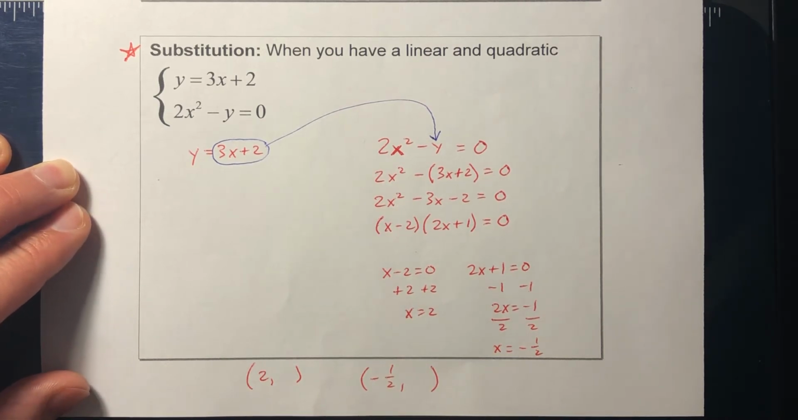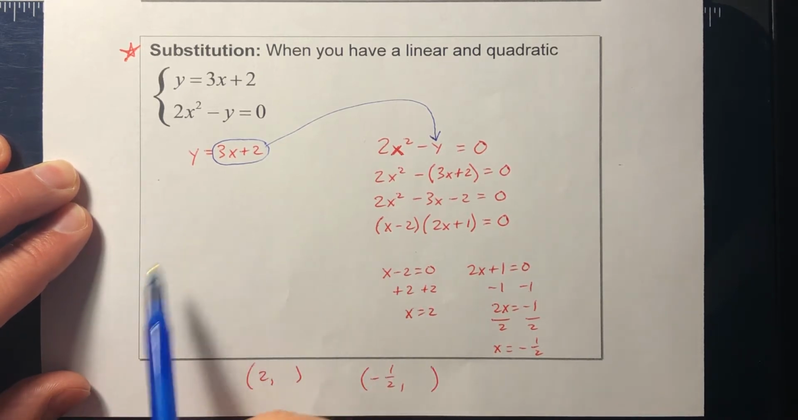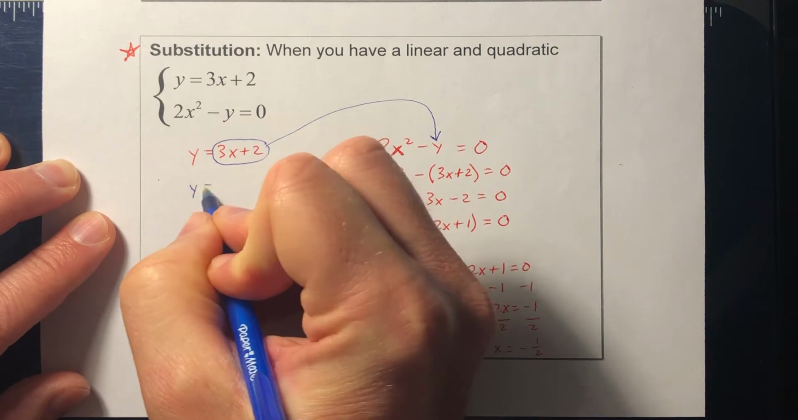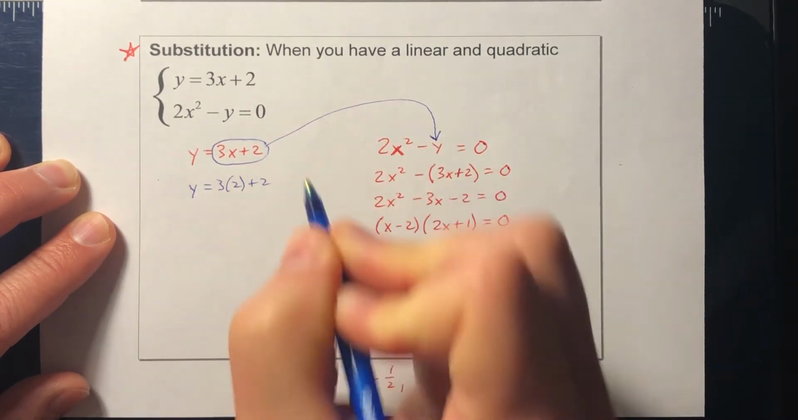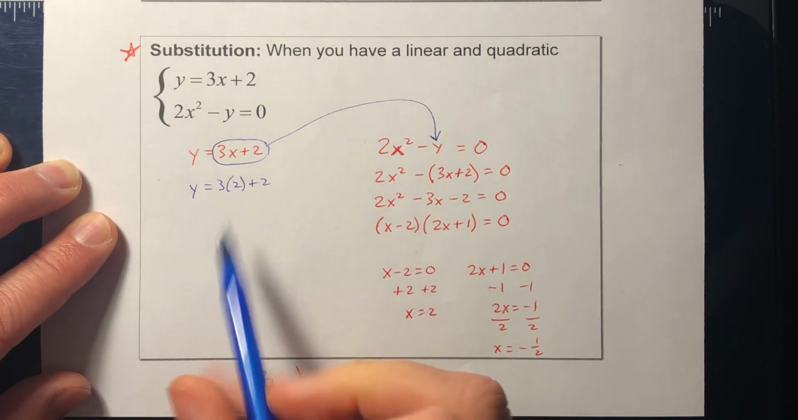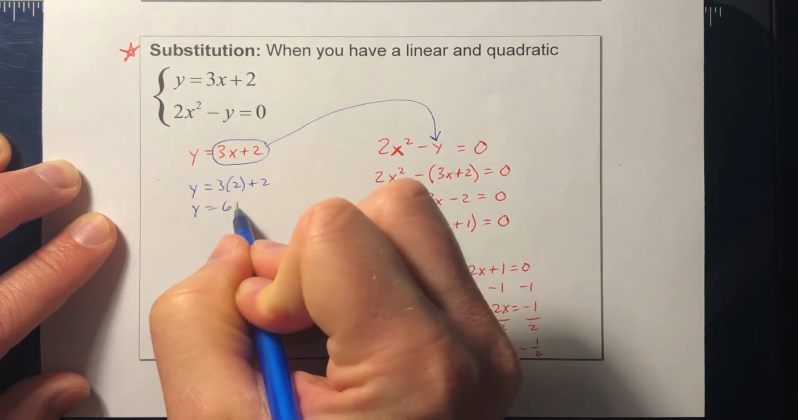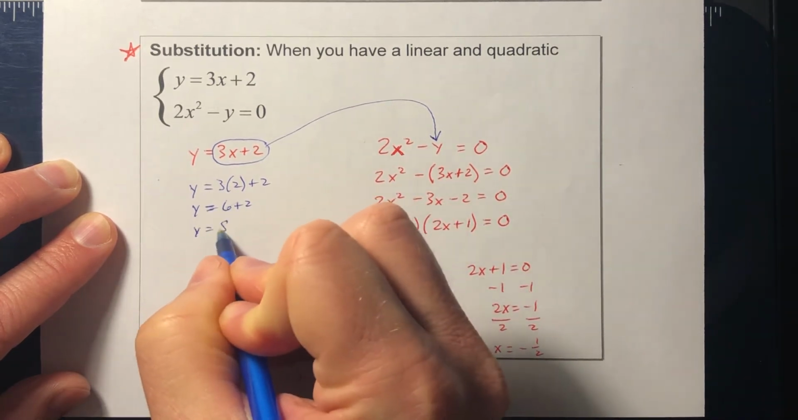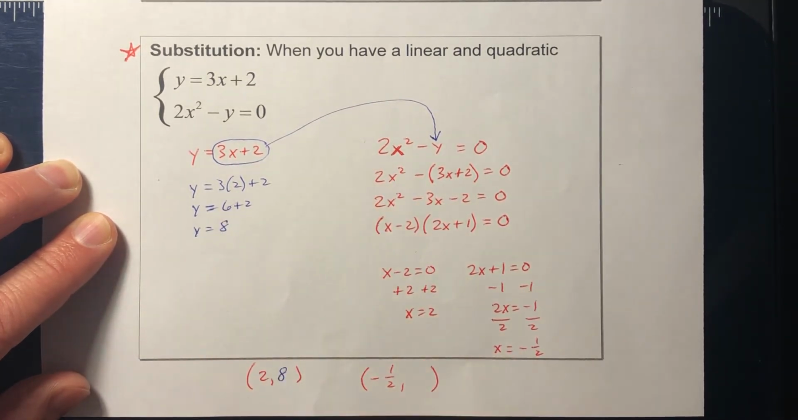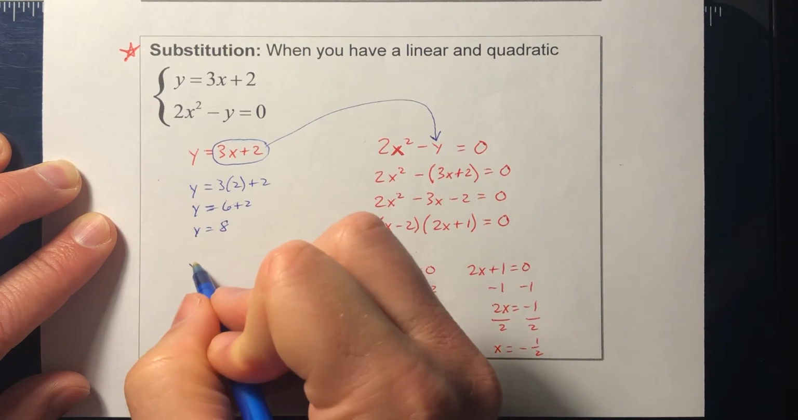Now, how do we get the y values? We take these values and come back to our other equation, and we replace that x value with 2. So 3 times 2 is 6. 6 plus the 2 is 8. So when x is 2, y is 8. We're going to do the same thing with -1/2.